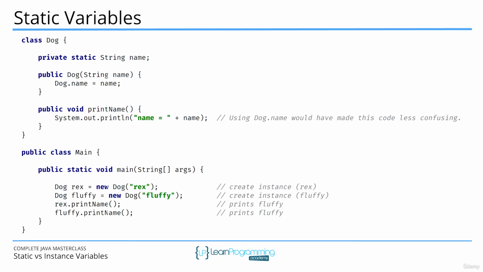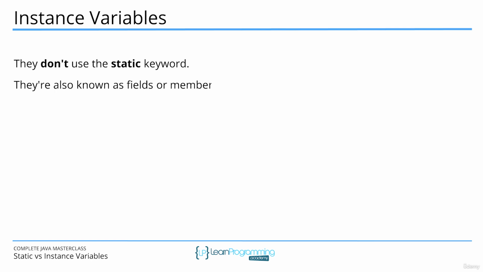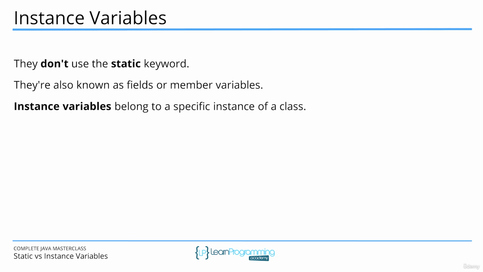Let's move on now to instance variables. Firstly, they don't use the static keyword when you're defining them. They're also known as fields or member variables. Unlike a static variable, instance variables belong to a specific instance of a class.